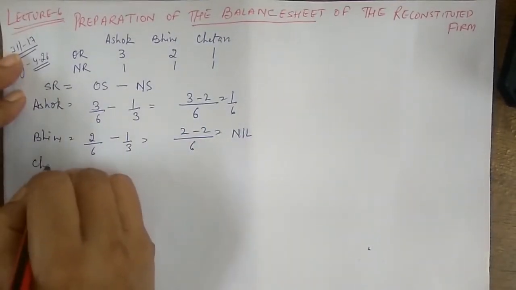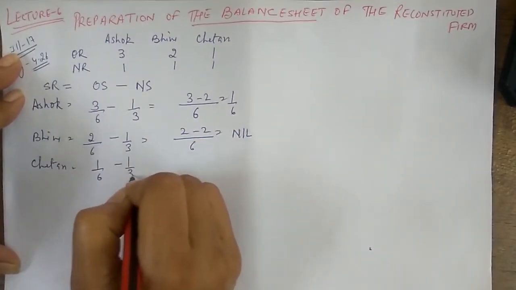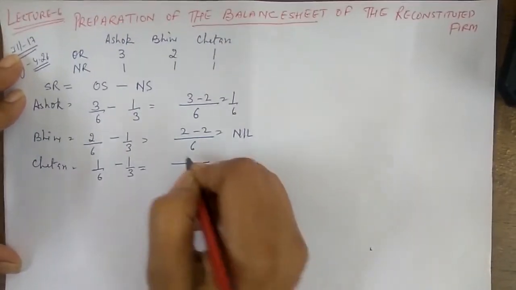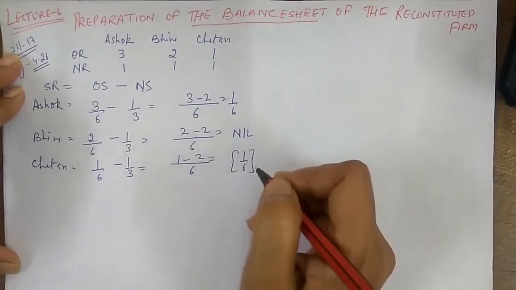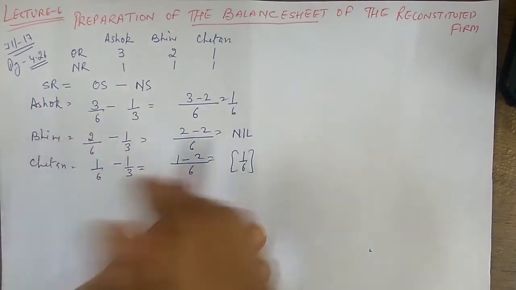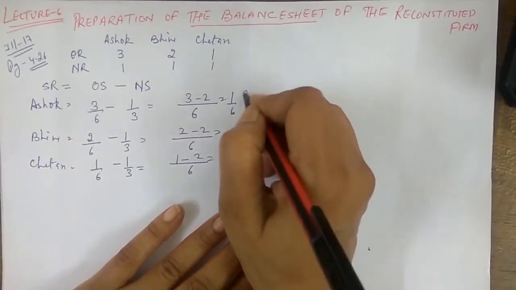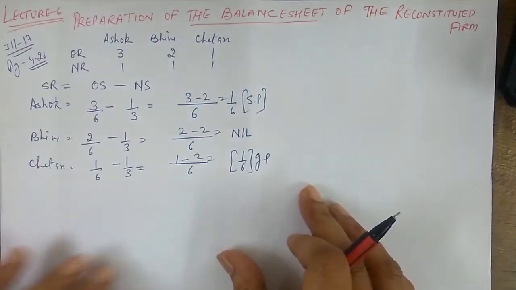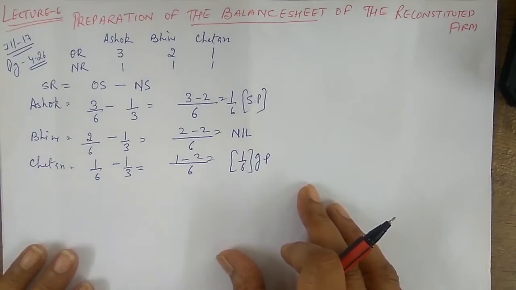Then Chetan: old 1/6 minus new 1/3, LCM 6, but his share is negative. We know that when we use the sacrifice ratio formula, a negative result means that partner is a gaining partner. So who is the sacrificing partner? Partner Ashok. One is gaining, one is sacrificing. This is very important. This is the first working note we need.